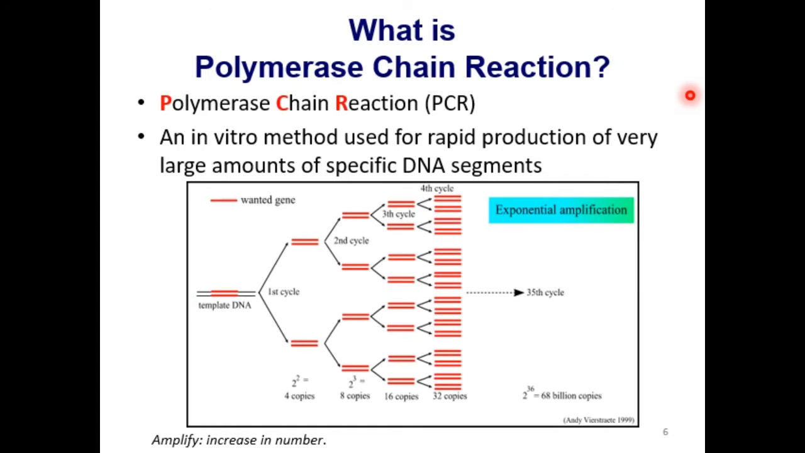So what is polymerase chain reaction, or PCR? This is an in vitro method which is used for the rapid production of a very large amount of specific DNA segments. I will repeat, this is an in vitro method which is used for the production of a large amount of a specific DNA template or specific DNA segment.